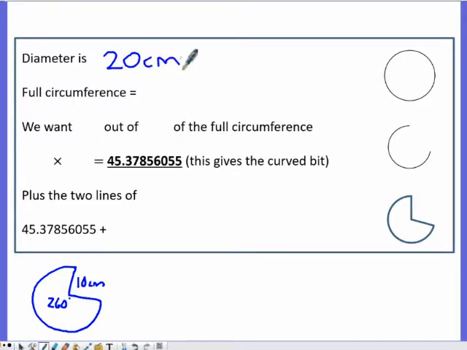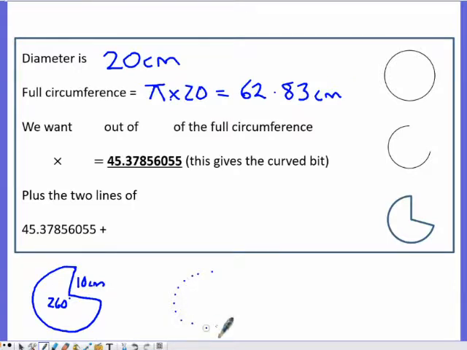In which case, to work out the circumference, you'd do pi times diameter, type that into your calculator, and you get 62.83 centimeters. This would be the full circumference of the circle. Let me just draw this. Okay, all of that would be 62.83.